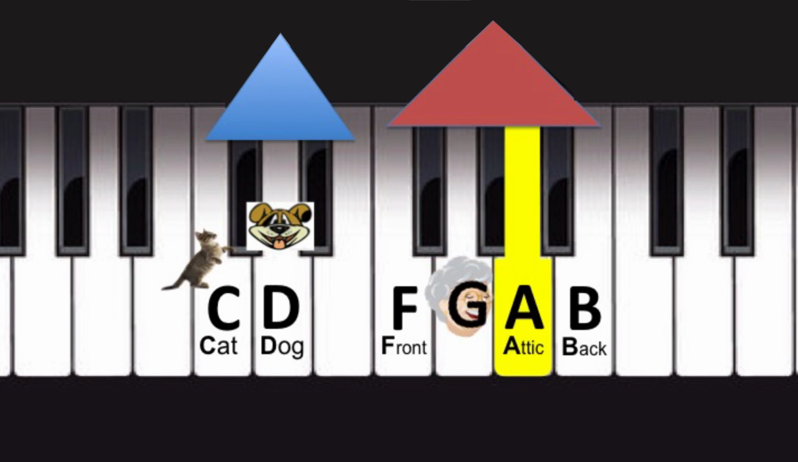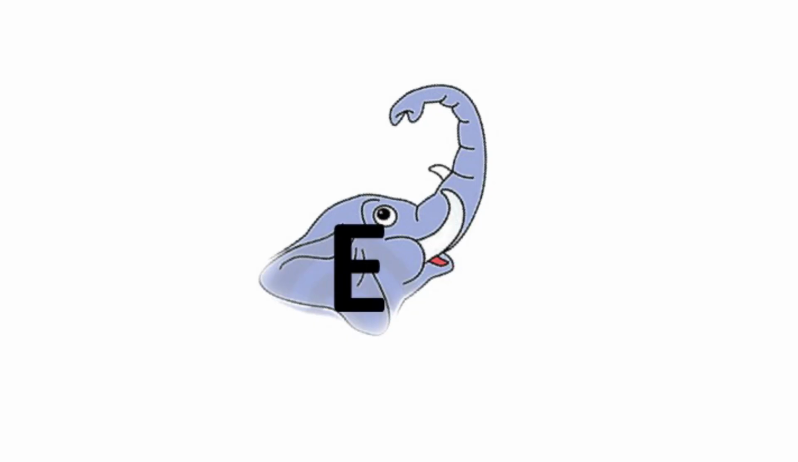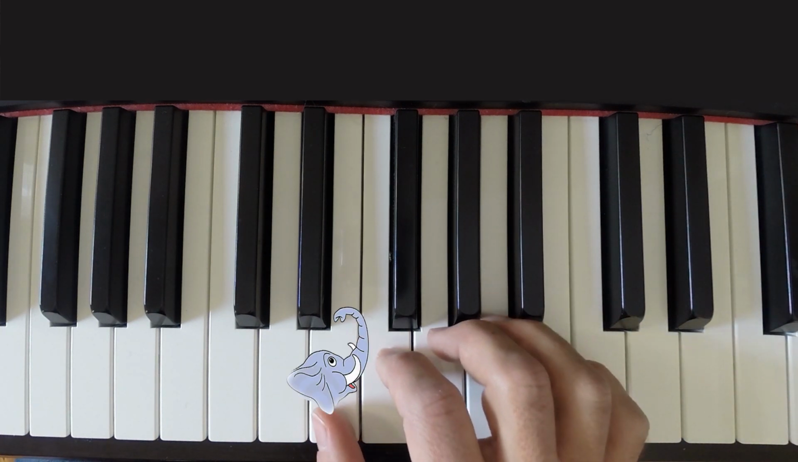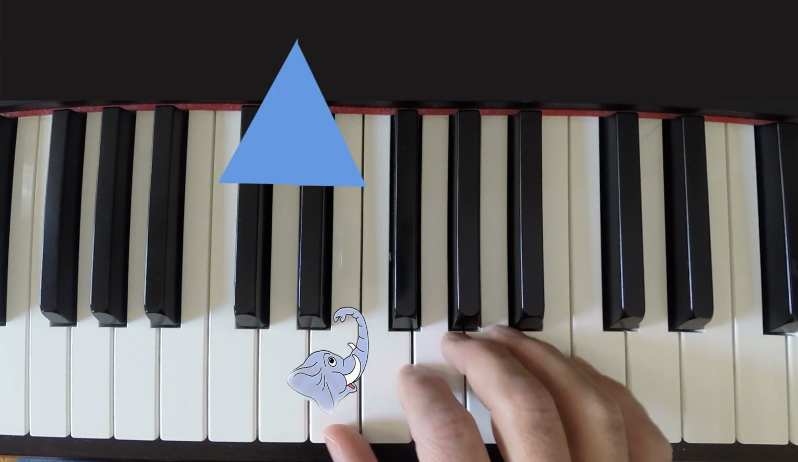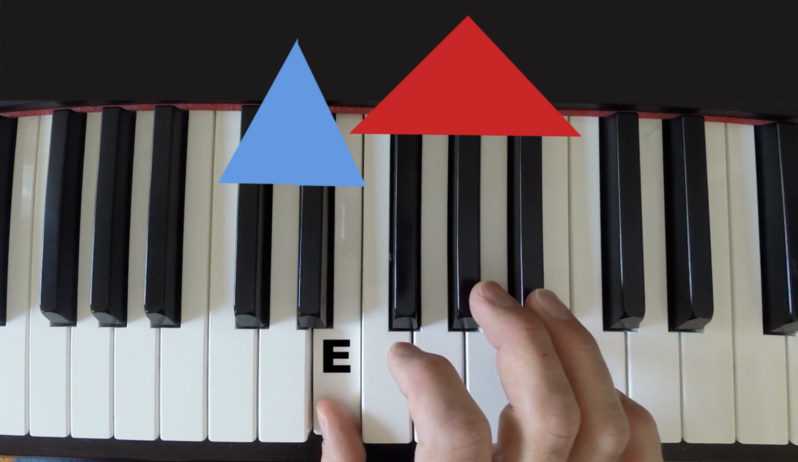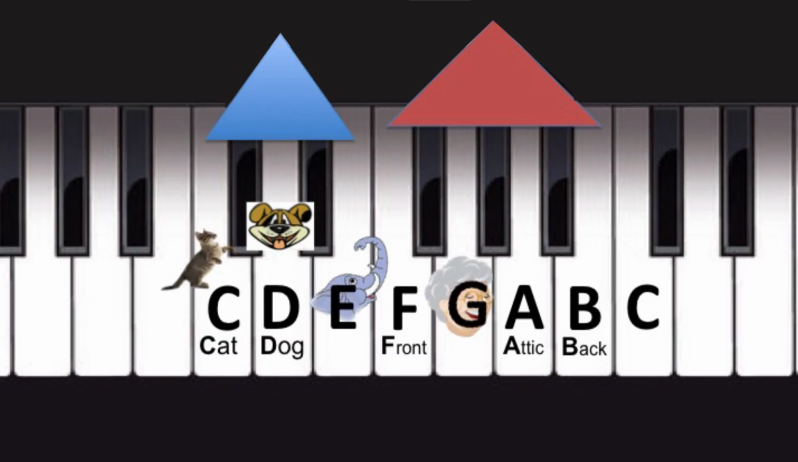All right, there's one more white key that we need to find. All right, the elephant we're going to find right outside the doghouse, in between the doghouse and the main house. So that's going to be our elephant right there. So now we know all the white keys on the piano keyboard.